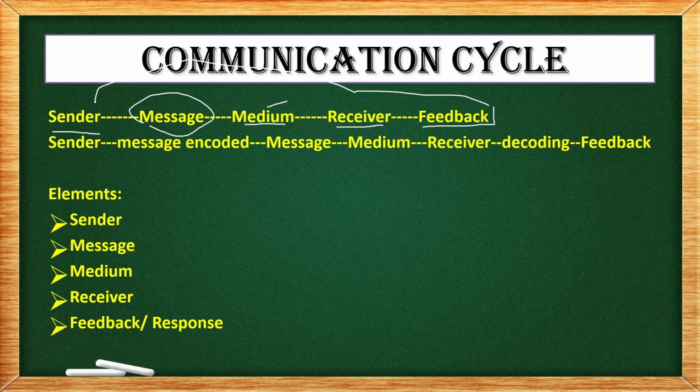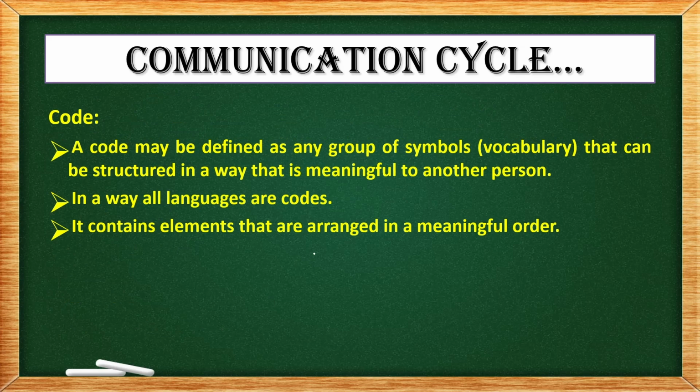That is, if the sender is not getting the feedback or response from the receiver, then the communication process is incomplete. It is not completed till, as a sender, I receive some feedback or response from the side of the receiver. Now basically there are 5 elements in the communication process. First one is sender, next is message, medium, receiver, feedback. A very short question can be asked on encoding, feedback.